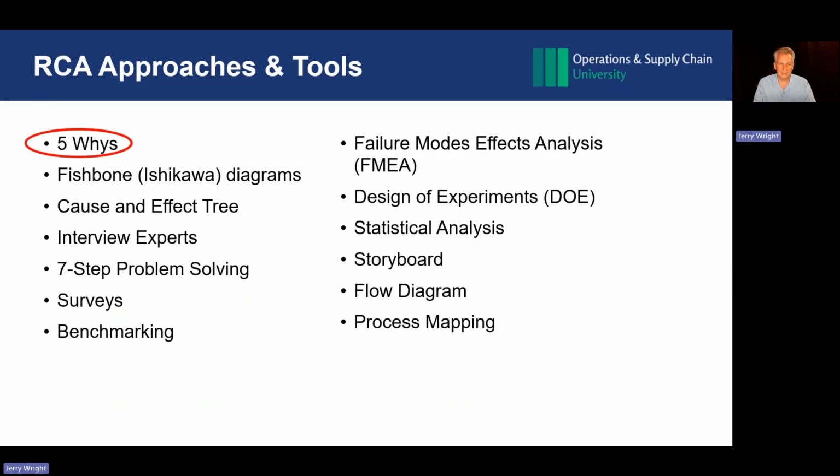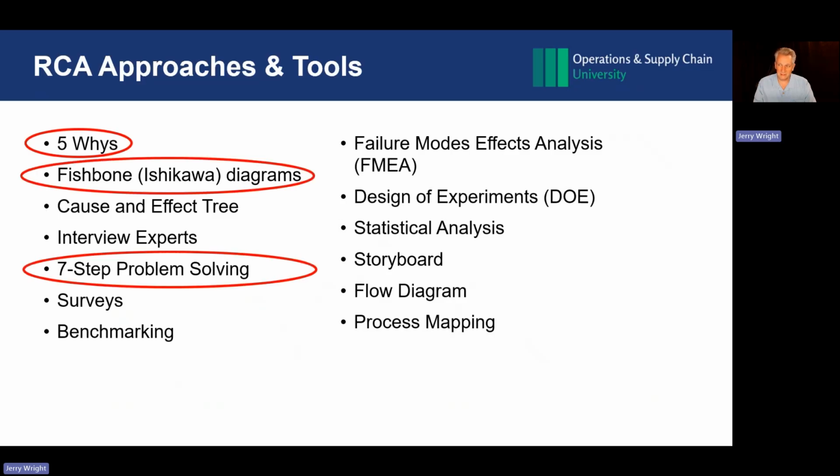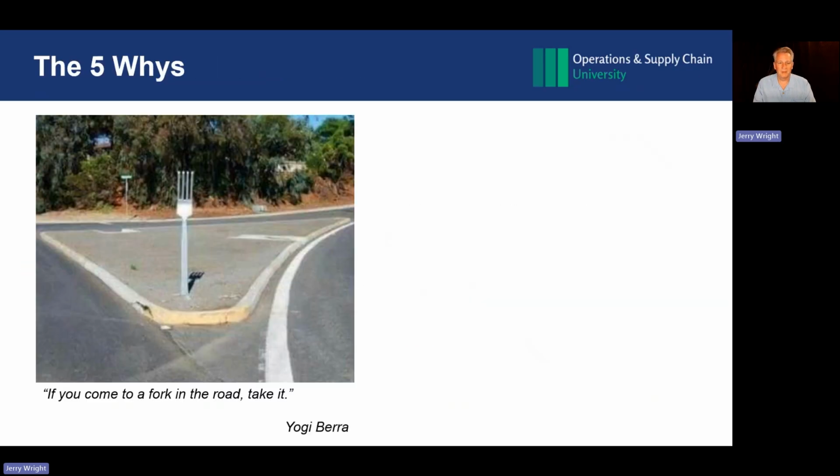The ones we're going to dig into are the 5 Whys, Fishbone diagrams, 7-step problem solving, which involves those two, and flow diagrams, which is also part of process mapping. Now, in the 5 Whys, my favorite little photo here is a fork in the road. If you come to a fork in the road, take it, says Yogi Berra of baseball fame.